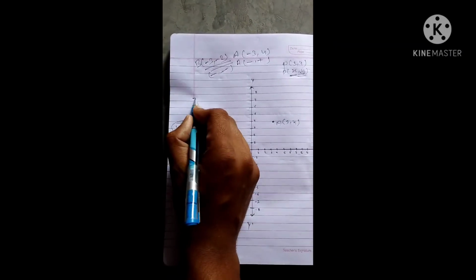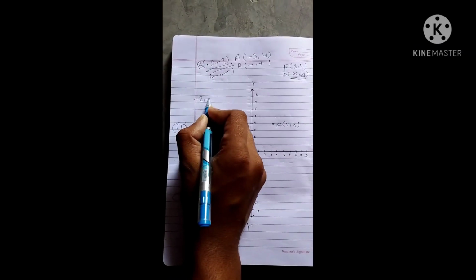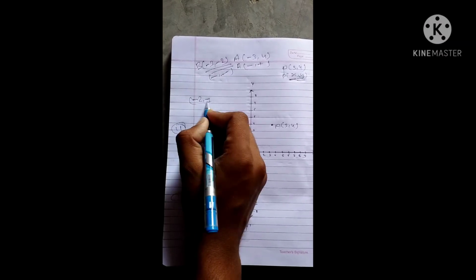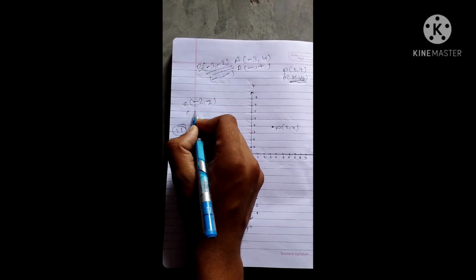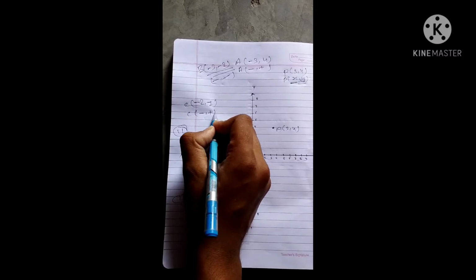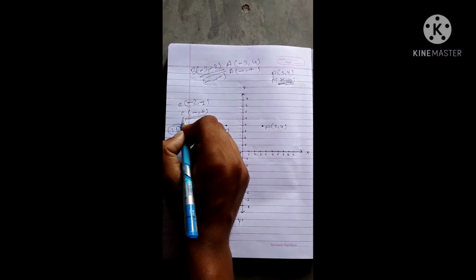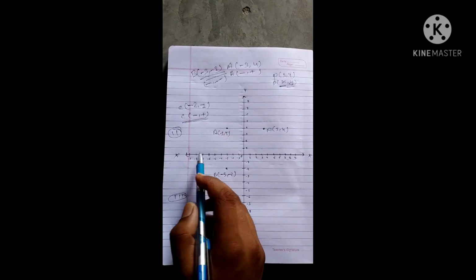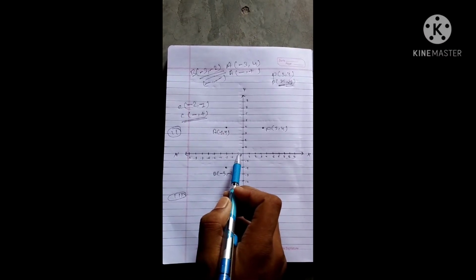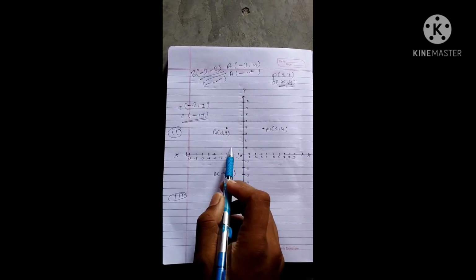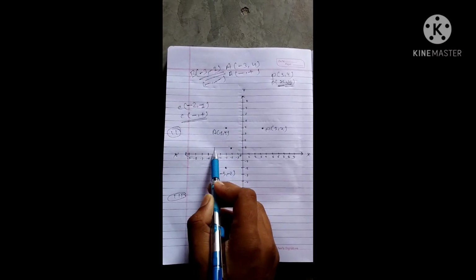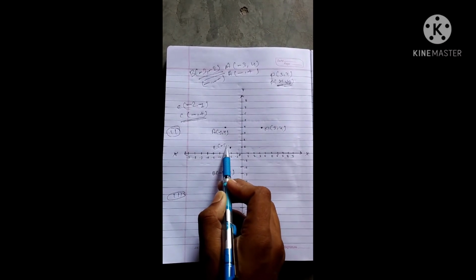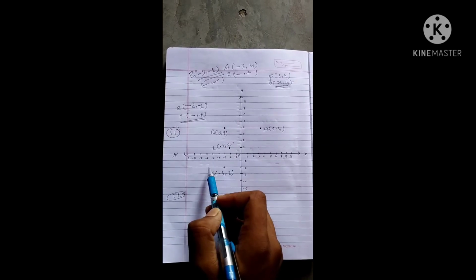The last example. (-2, 1). It means minus plus. The quadrant is second quadrant. Now we have to move towards minus 2, 1, 2. Then positive 1. It means this. Minus 2, 1. Understood?